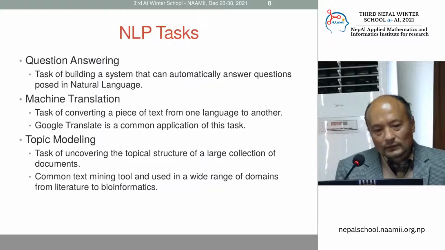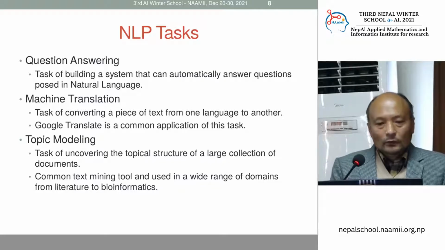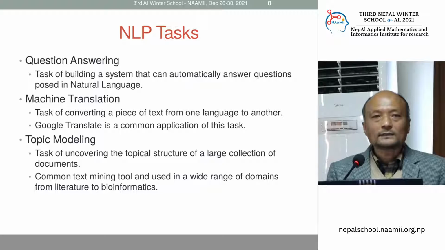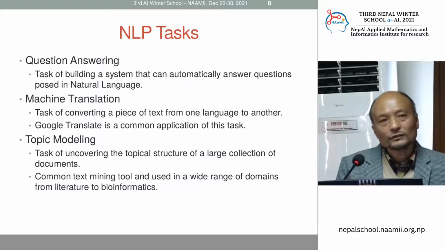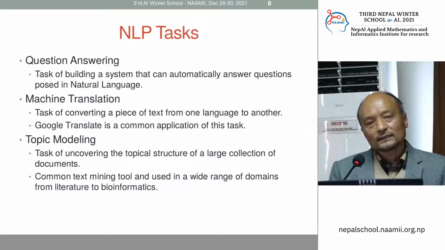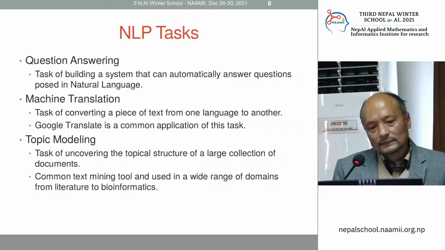Machine translation. Google Translate is an example here, right? So we'll have a source language, that's English, for example, and the machine translation system would provide the output in the target language, that's Nepali. So that's another application or task here.